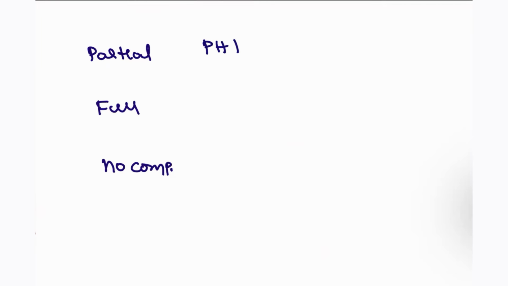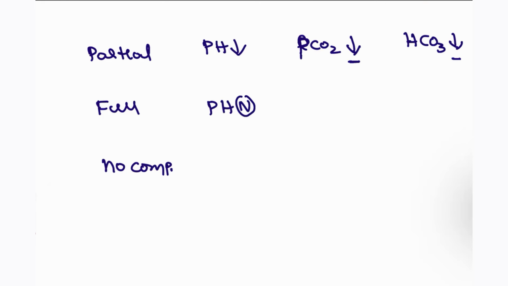pH is decreased, PCO2 is decreased, and HCO3 is decreased. So this is the metabolic acidosis, and PCO2 has already started its compensation. Next, fully compensated: pH is going to be normal. That is known as fully compensated.